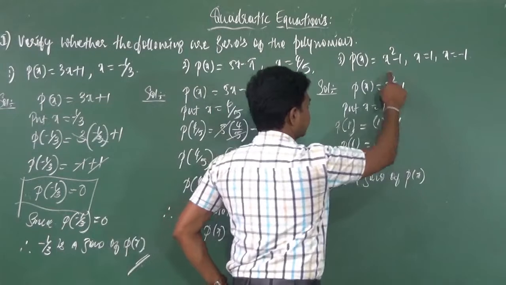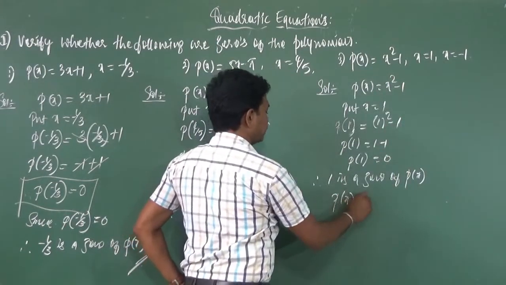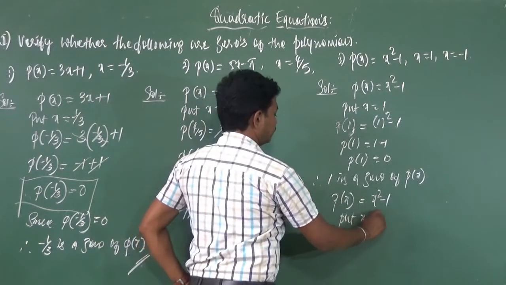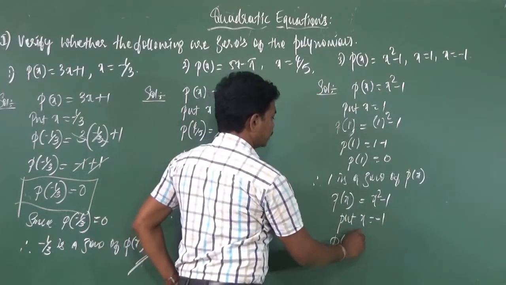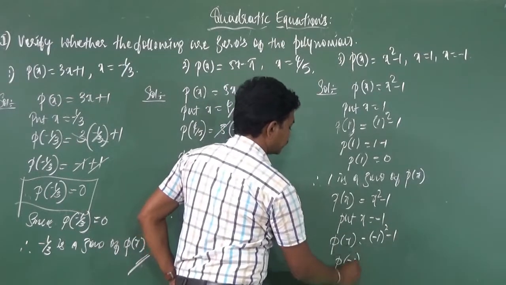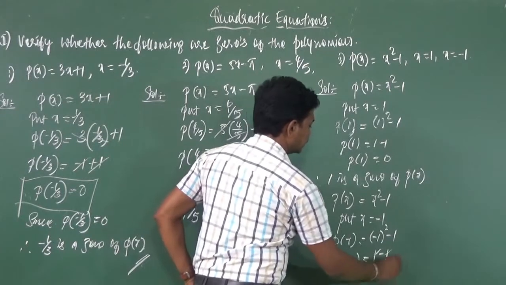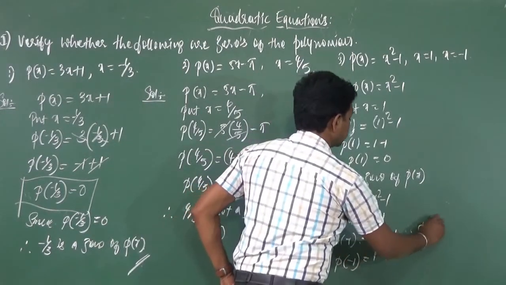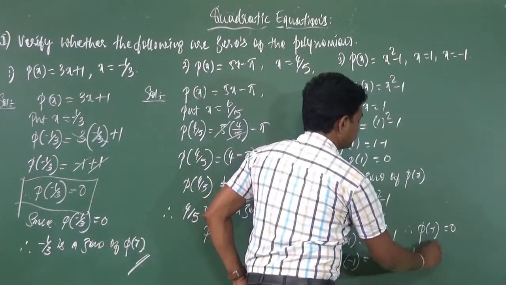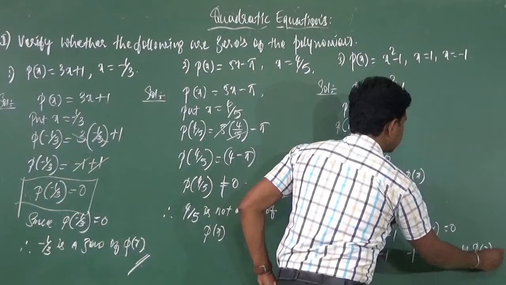In the same manner we will check for x is equal to minus 1. So let us take the polynomial again. P of x is equal to x square minus 1. So put x is equal to minus 1. So p of minus 1 is equal to minus 1 whole square minus 1. So p of minus 1 is equal to minus 1 whole square is 1, minus 1. So it cancels. So therefore p of minus 1 is equal to 0. So minus 1 is a 0 of p of x.